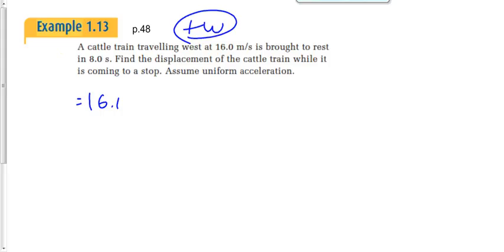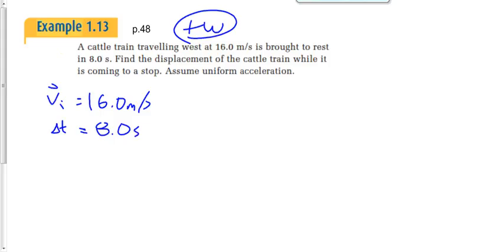Something is 16 meters per second. What is that? That's going to be VI, yeah. That's how fast it's traveling at the beginning. I'm going to make it positive because I defined west as positive. You could have made it negative easily if you had defined west as negative. The time is 8 seconds.